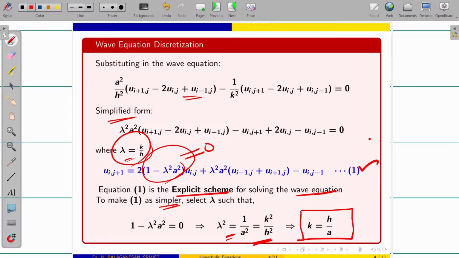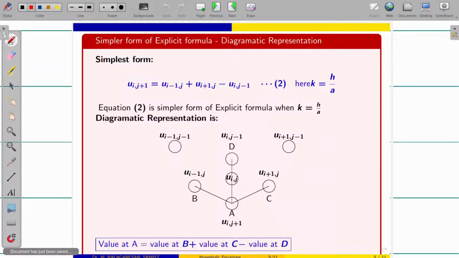This will be an important one, you know very well, because already we discussed several topics in this unit. In x direction the difference will be h, in t direction the difference will be k. So we have to find the value of k. So this will be an important number, k equal to h by a, right? Then the simplest form of the one-dimensional wave equation, explicit formula, is equation 2, this one only.